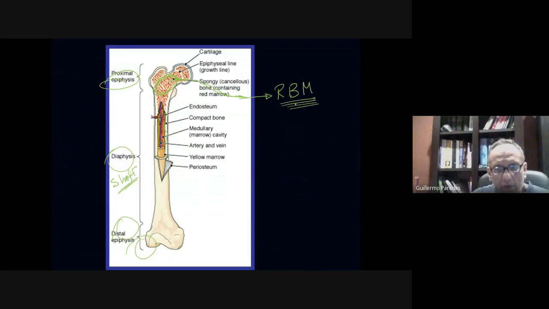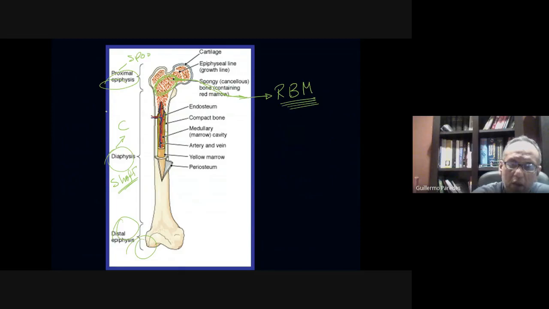You okay with that? Okay, and the red bone marrow, you know, is the place where hematopoiesis happens. Hematopoiesis is divided into erythropoiesis, and the production of white cells and platelets. And another thing that we saw already is that the epiphysis, what kind of bone does it have? The spongy or the compact? Spongy. And what is the diaphysis? The compact. Okay? All right.